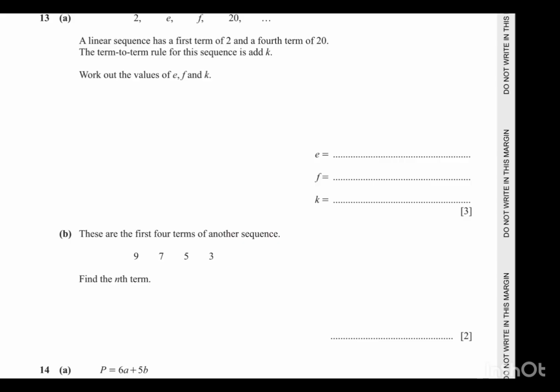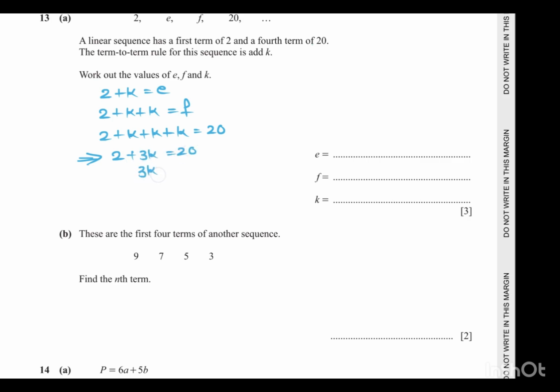So the first term is 2, then the second term will be 2 plus k, which is E. Then the third term will be 2 plus 2 times k, because 2 plus k is E, and if you add k to it, you get F. Then one more k is added, and you get the fourth term, that is 20. Using this you will find the value of k. 2 plus k plus k plus k will be 2 plus 3k, which is 20.